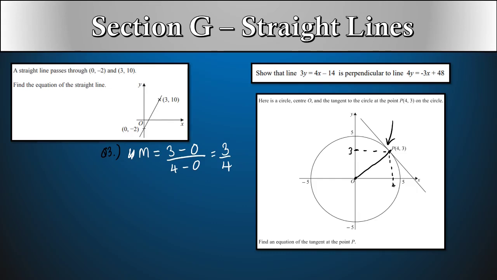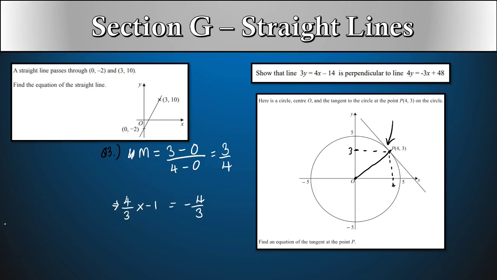Now we need the perpendicular gradient. So we'd flip this. That would be 4 over 3. And then we're going to times it by minus 1 to give us minus 4 over 3. So the gradient of the tangent is minus 4 over 3, which again we should expect a negative gradient there. So we've got the gradient. All I need to do now is use the point that we've got, which is 4, 3.